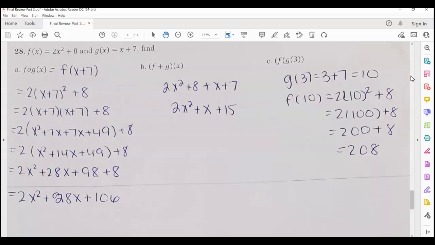And then, do you understand function composition? Do you understand adding? And mainly, can you plug in numbers? Like, can you plug in a number and get a number? And then if I asked you to find two different numbers for the same function.